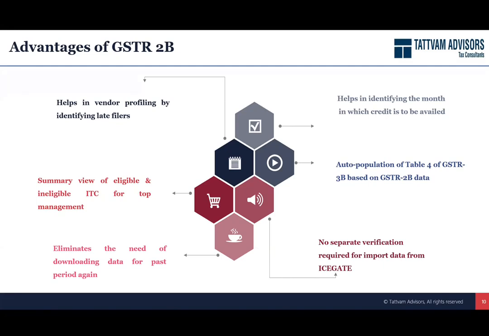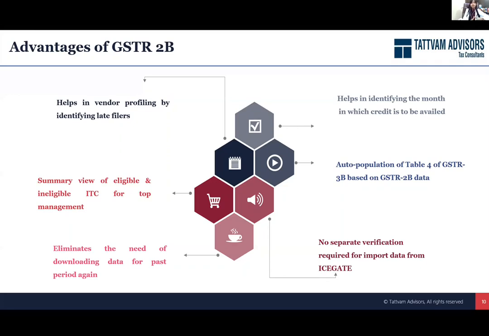Another point is the summary view of eligible and ineligible ITC, which is available on the return. It gives you a dashboard view to the top management. Anyone who's seeing the first view can immediately look at it and see, okay, these are my ineligible ITCs which are outrightly denied. And then there is some bucket of eligible ITC, out of which there may be some more exercise which would be required, but at least you know this is the bucket on which you need to work on.